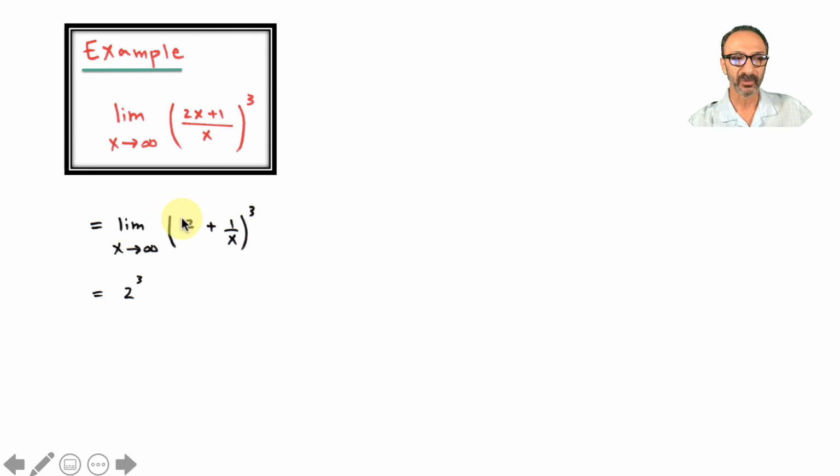The limit of 2 is 2. The limit of 1 over x as x approaches infinity is 0. So it's 2 plus 0, which is 2 to the third. That's 2 to the third, which is 8. Done. That's it.